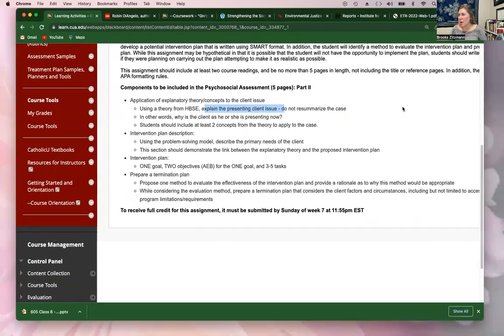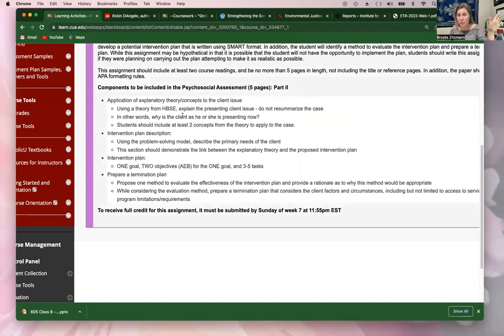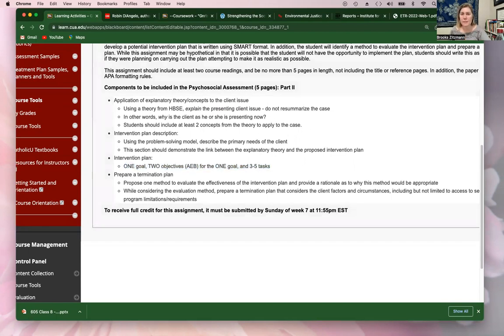Now this is a review of the assignment in general. So you're not going to be redescribing your client. You are using the same client from your first paper. Here, though, you're going to start telling me about the client's case using a theory. You're then going to think through the way that the theory connects to the treatment plan that you're making. You're going to lay out a very specific treatment plan, the intervention plan, and this is what we're going to spend our time talking about. And then you'll also talk through the logistics of termination, how you might end your work with this client.